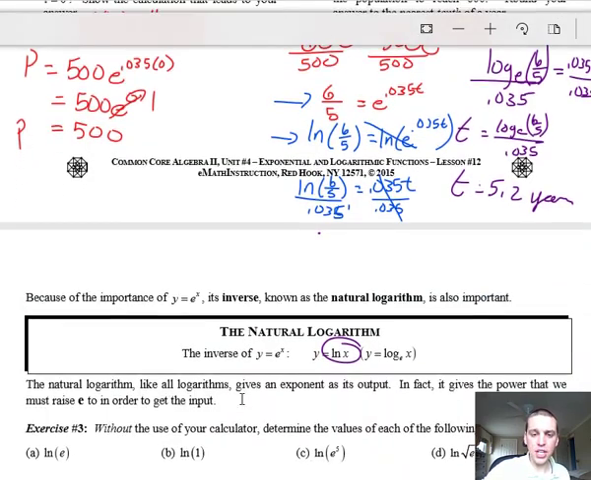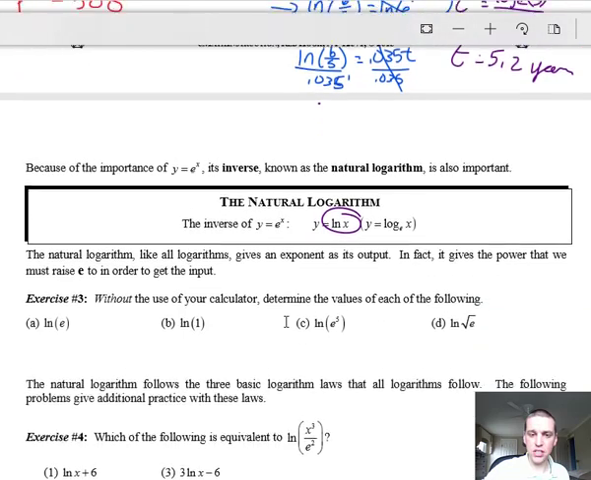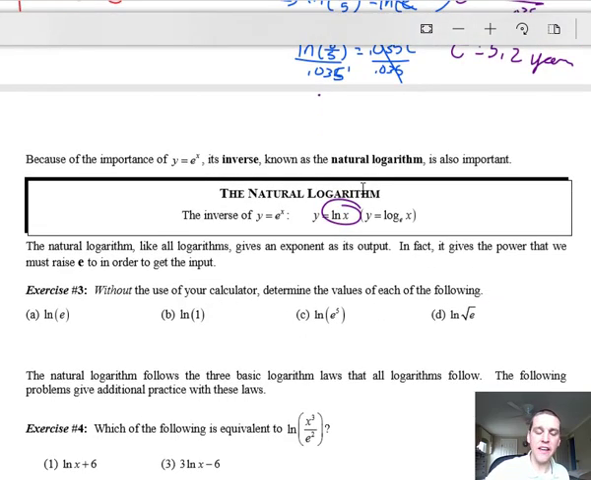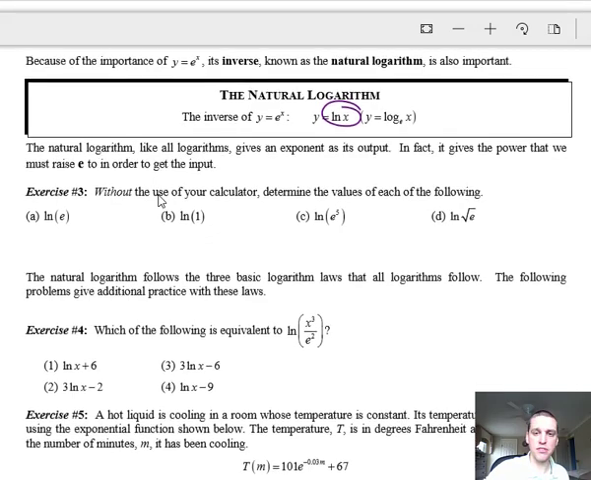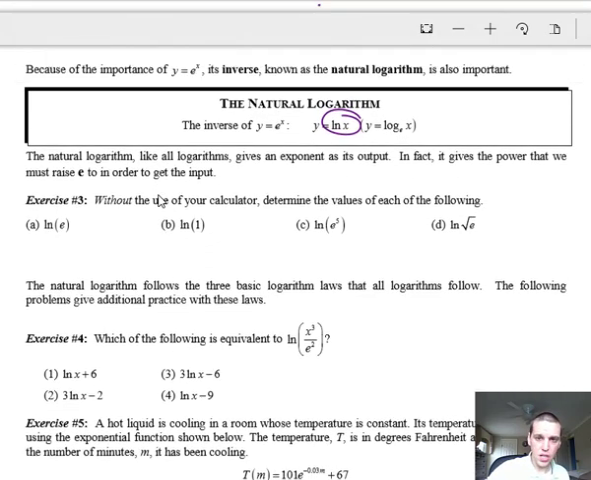So when we look at this, the ln function, the natural log function, is the inverse of the e to the x exponential function. It's the inverse of that exponential function with the base e. And so another way we write it is log base e of x. So without using the calculator and using this idea, the log base e of x, let's try exercise 3.